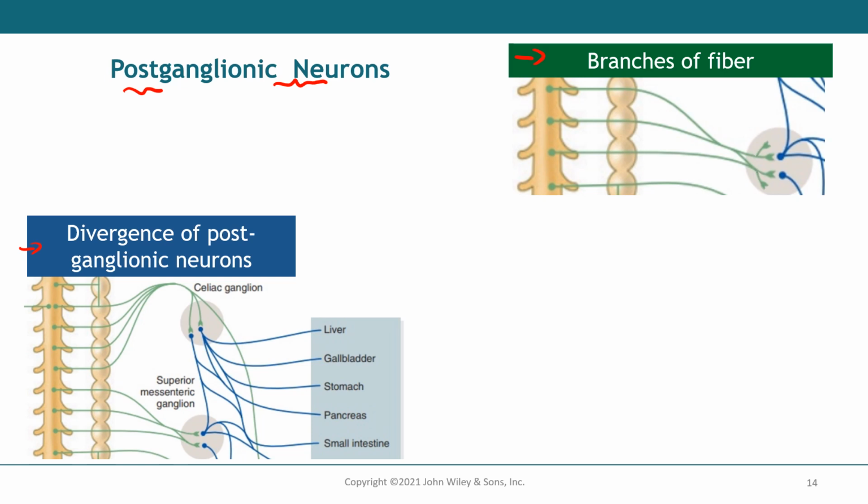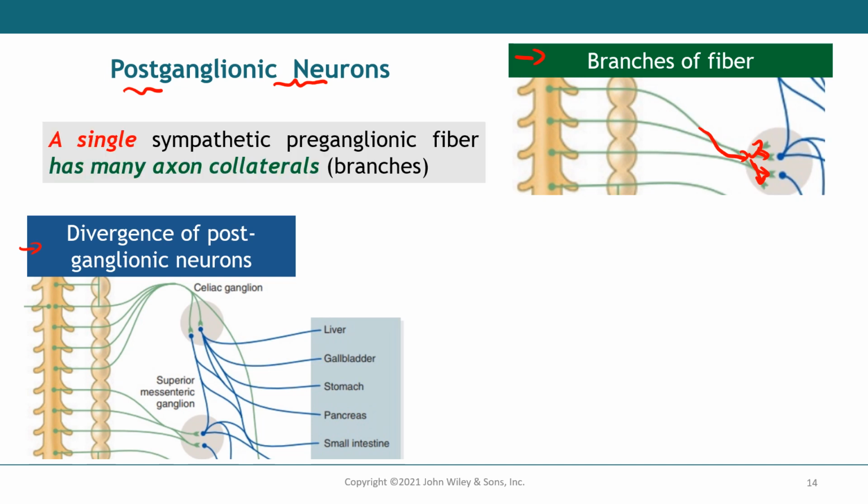So let's start with the first one. Rather than thinking that we have one single neuron that has a single branch, these axons can have many branches, many collateral axons that can be interacting. So this one-to-one connection that we were showing in the diagrams is not always the case. Remember, a single sympathetic preganglionic fiber has many axon collaterals, or branches, as I show you in this diagram.